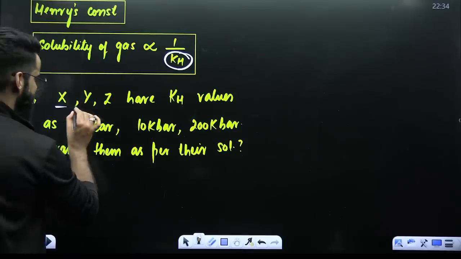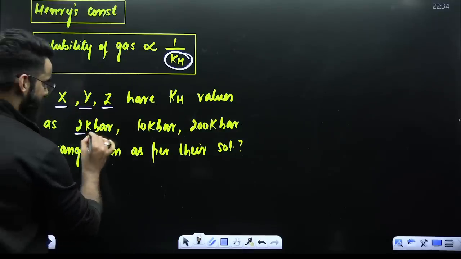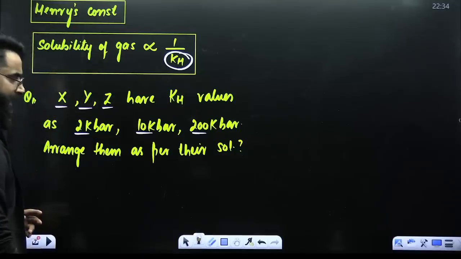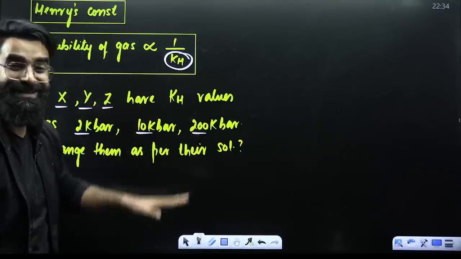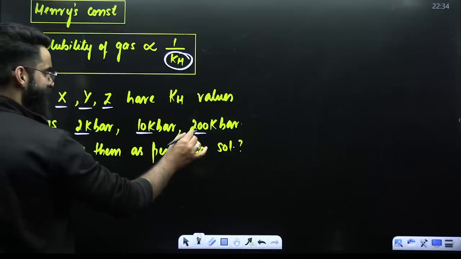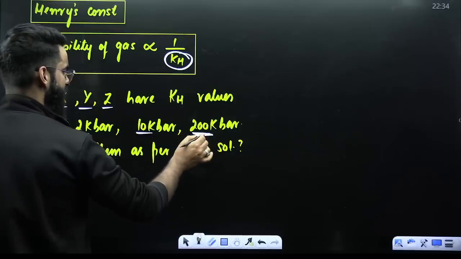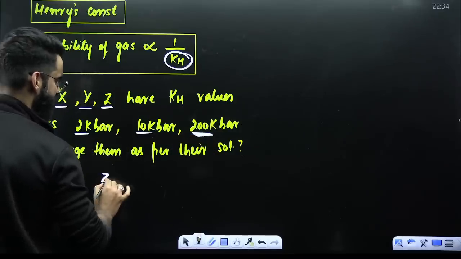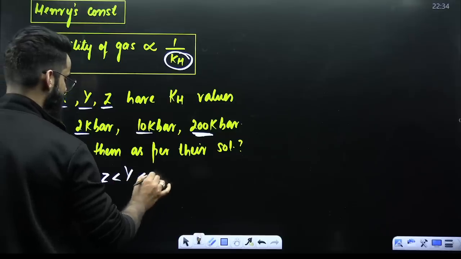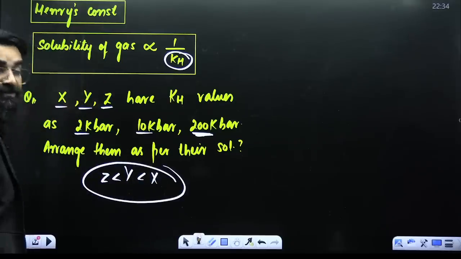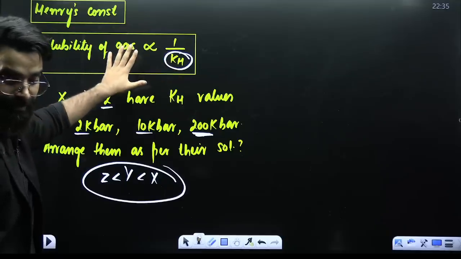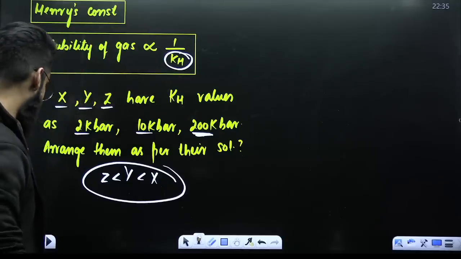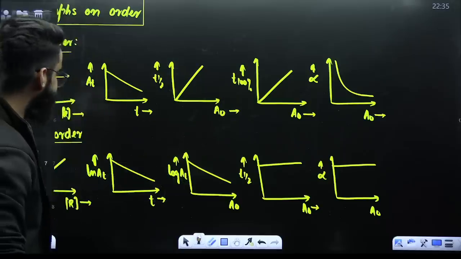As you are given three gases, X, Y, and Z, their Henry's constant values are given. More the value of Henry's constant, lesser is going to be the solubility, right? So I would say this is the maximum value of Henry's constant, that's for Z. So Z will have minimum solubility followed by Y followed by X. This is the order of solubility which you have to remember. Just keep this particular thing in your mind. Solubility is inversely proportional to Henry's constant. That's all, that's more than sufficient.